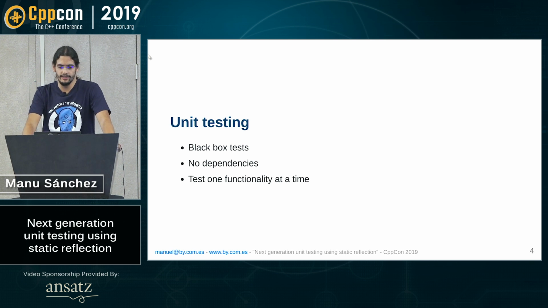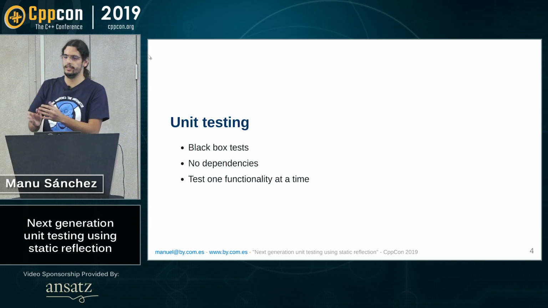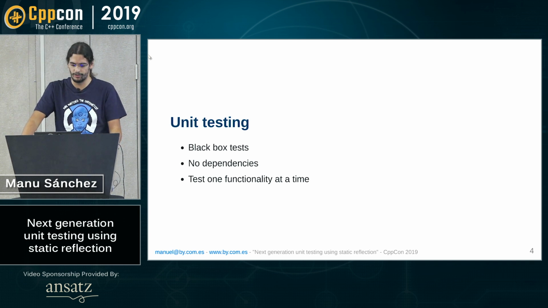Ideally, you have to have no dependencies in the unit test, so you can check every input against every output. There are no implicit inputs in the module or API or whatever you are trying to test. And finally, ideally, you try to test only one functionality at a time.